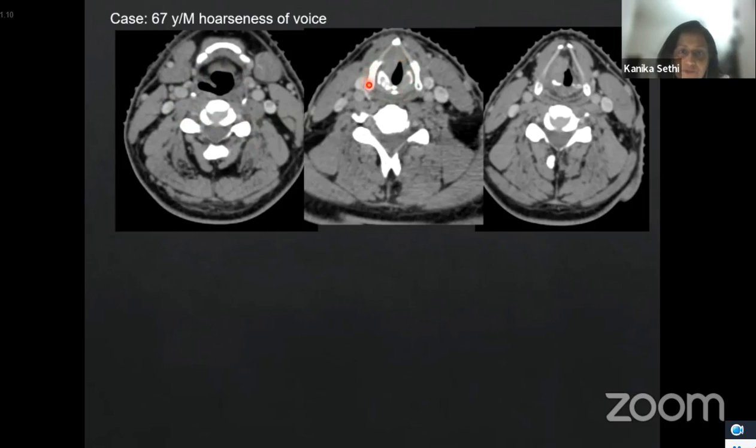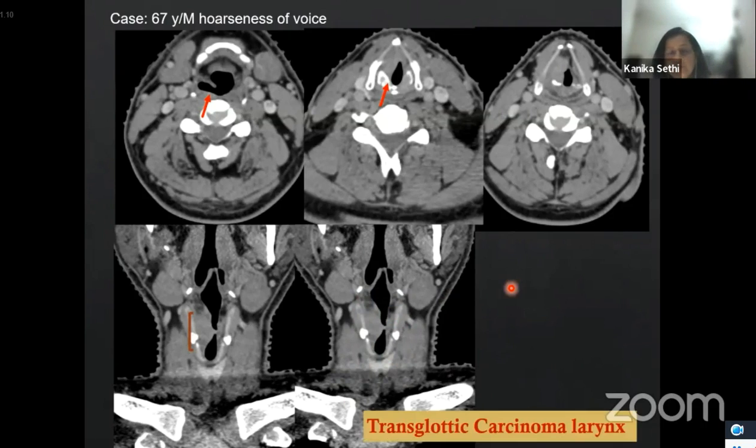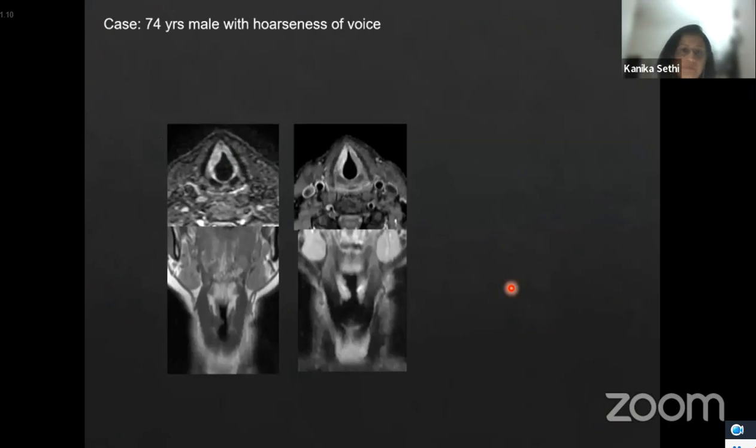There is soft tissue thickening in the region of the right true as well as false vocal cord with effacement of the right paraglottic fat. So this is a case of a carcinoma. That's a local cause in the larynx, which is not palsy, but it is malignancy of the larynx. This is a case of a transglottic carcinoma.